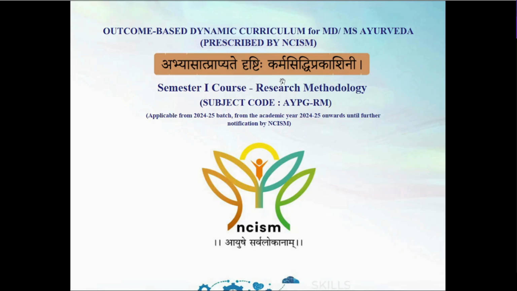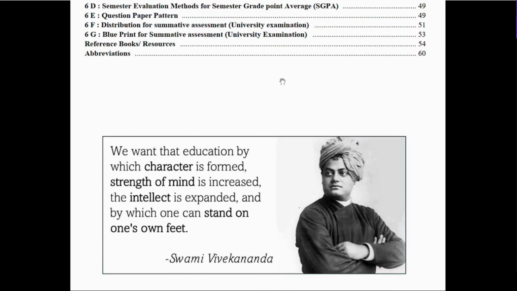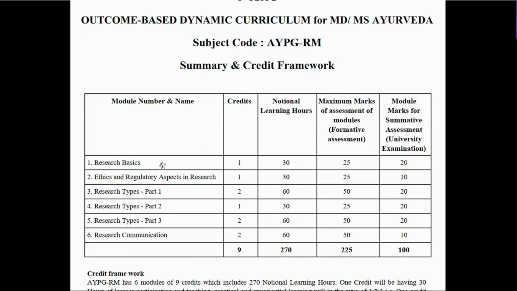So it is the OBDC syllabus, semester 1 course, research methodology. Subject code is AYPG-RM. These are the topics which we saw in the previous slide also. These are the maximum marks for the formative assessments, and this is the maximum marks for the university examination for the particular module. There will be a maximum of 20 marks for the research basics. So you can consider this as the weightage for the paper of your university examinations.